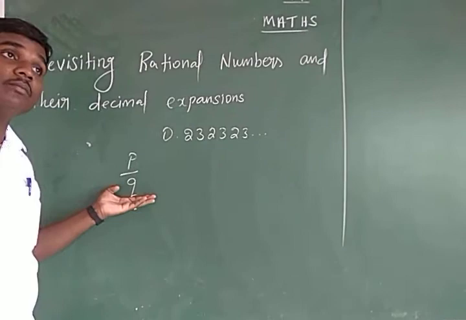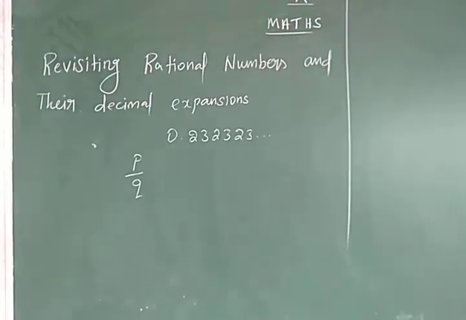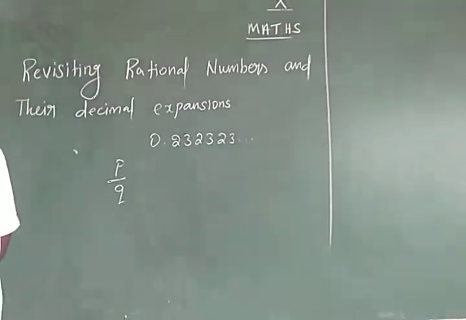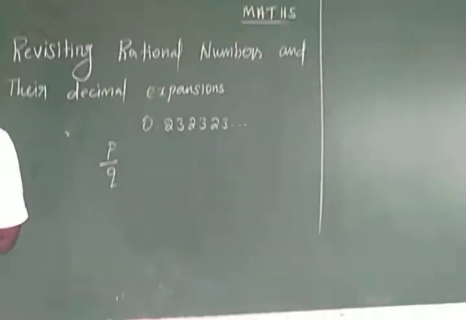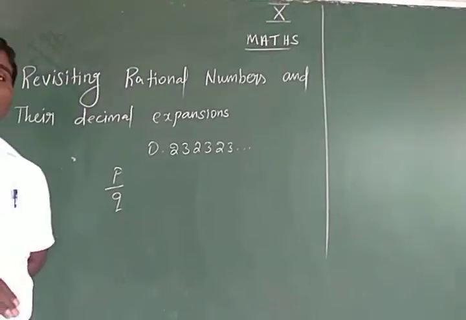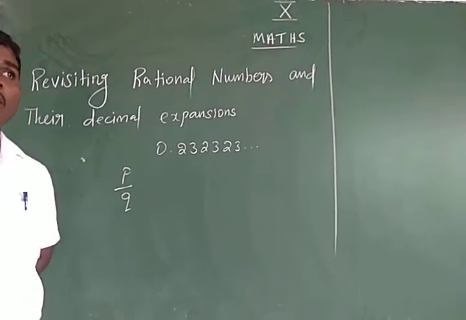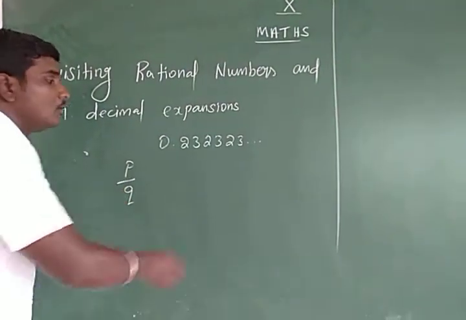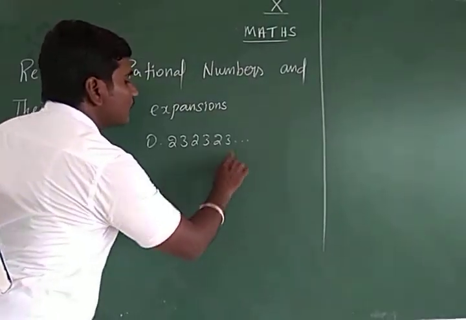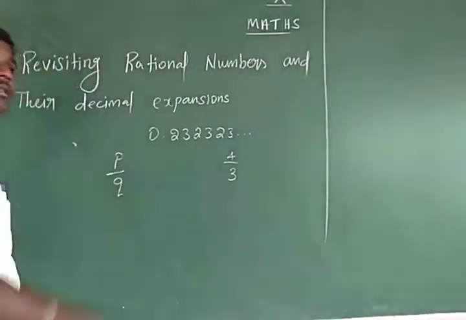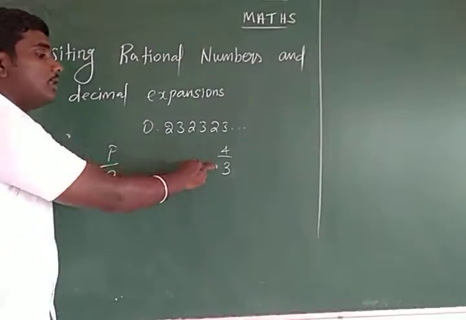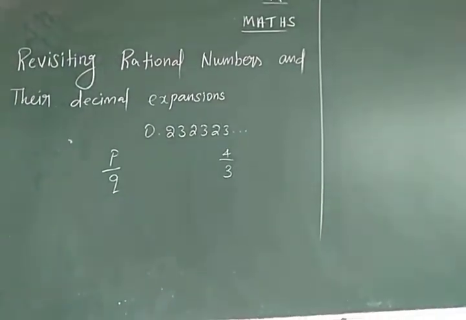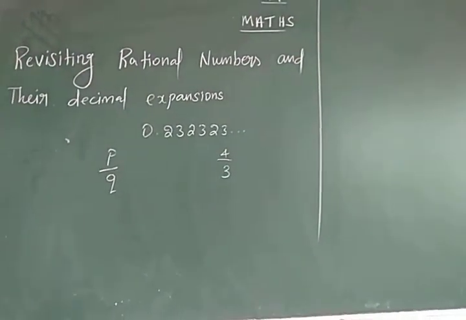What is co-prime? Already explained in irrational numbers. Co-prime numbers means there is no common factor other than 1. For example, p by q, 4 by 3. There is no common factor for 4 and 3, so 4 and 3 are co-prime numbers.